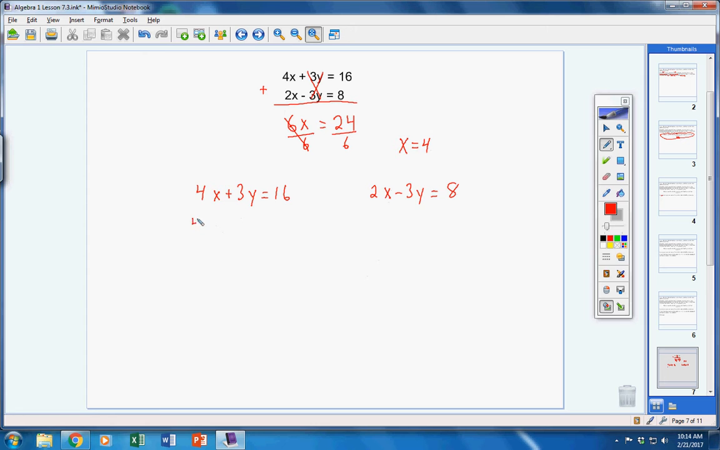x equals 4. So where x is, I'm going to substitute 4. 4 times 4 is 16. Bring your 16 over and make it a negative 16. 3y equals 0, so y equals what? 0. Now let's do it over here. You get the exact same thing.